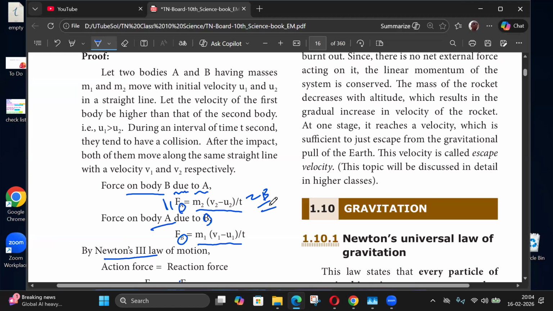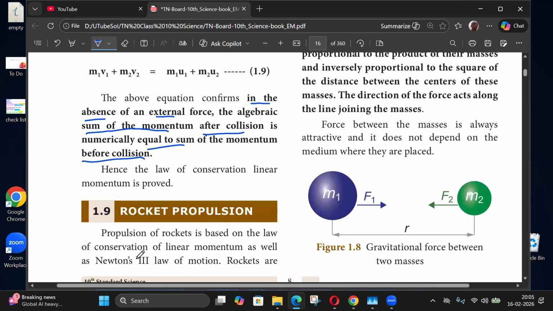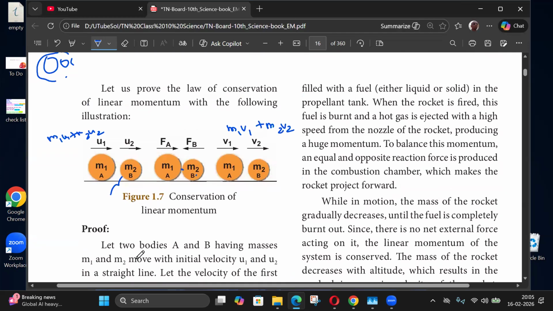Similarly, the force on A due to B, and the force on B due to A. So the force is Fa. Okay, sir. Anything else? No, sir.